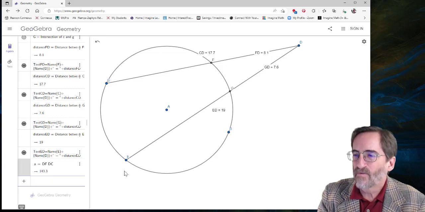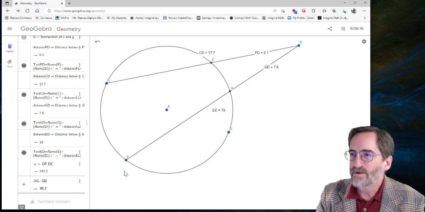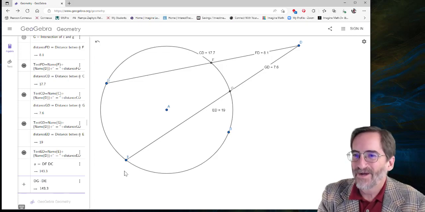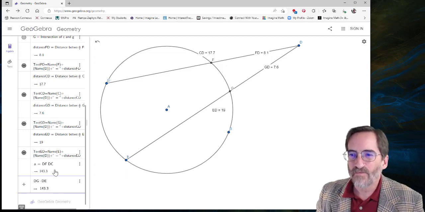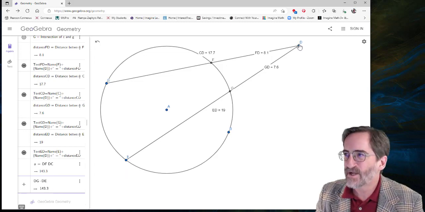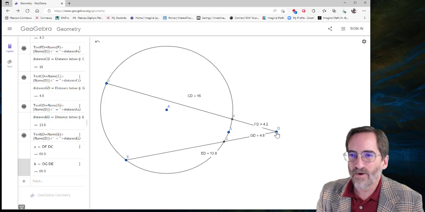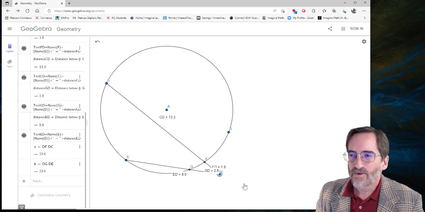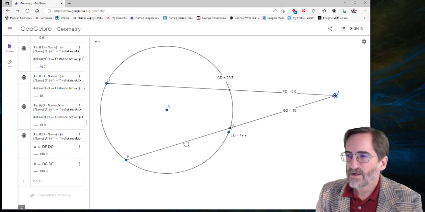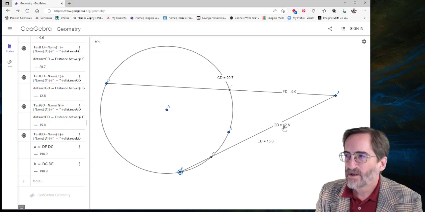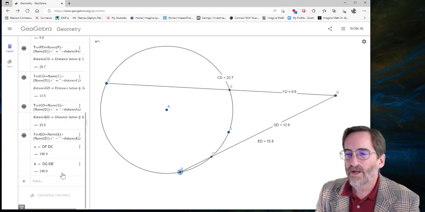And that's assigned the letter a here. Now I'm going to take the outside times the whole on the other one as well. It's DG times DE. And we get a product of 143.3 again. You'll notice both products are the same. Does it matter where I go? No. So it doesn't matter where I go. 66.9, 66.9, 23.6, 23.6. No matter where I draw these, the product, 198.9, 198.9, is the same.